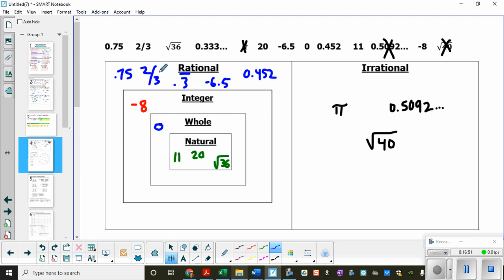So you can see here, I've got numbers that are rational and I've got numbers that are irrational. And then on this rational side, I was able to say that -8 is also an integer. 0 is a rational integer that is also whole. And then 11, 20, and the square root of 36 are also rational, integer, whole, natural numbers. So we've got everything in the list now in the best spot in the real number system.